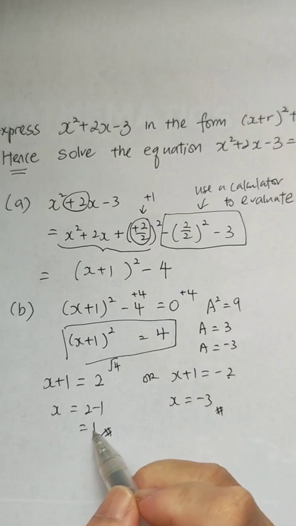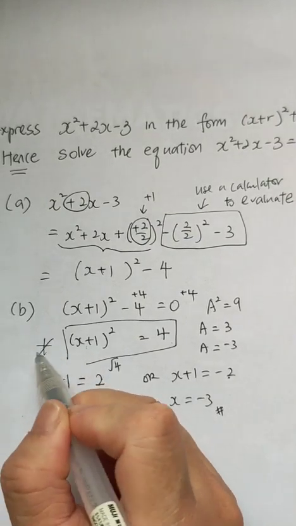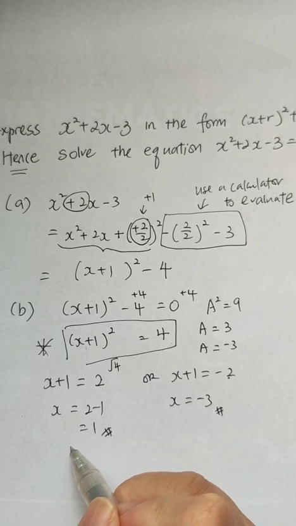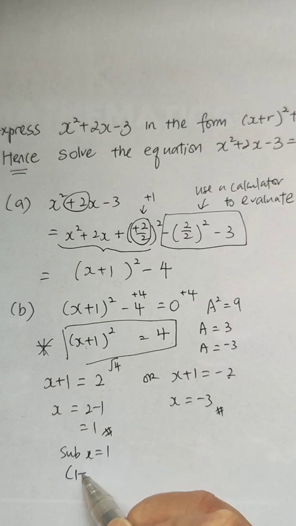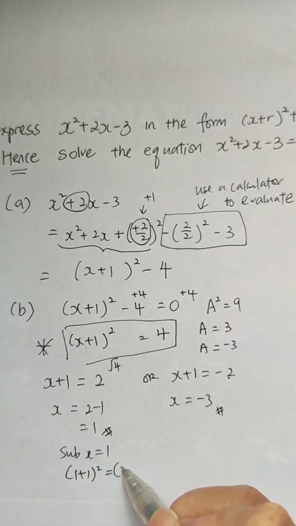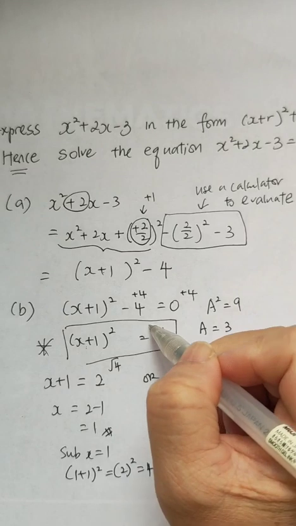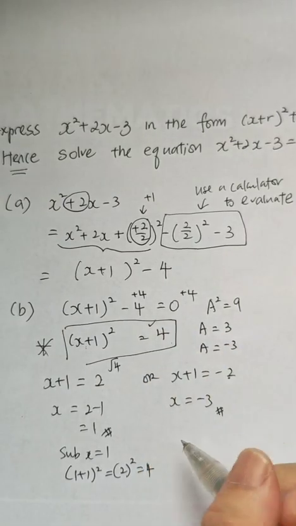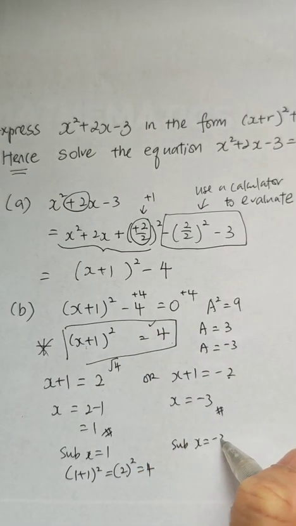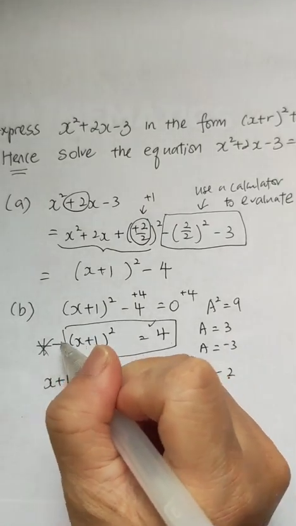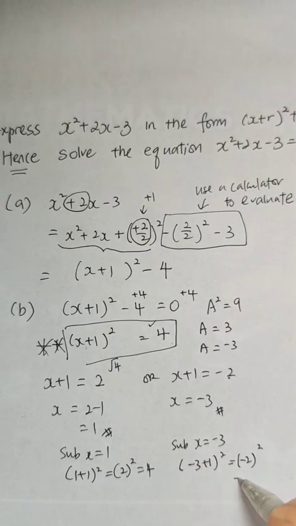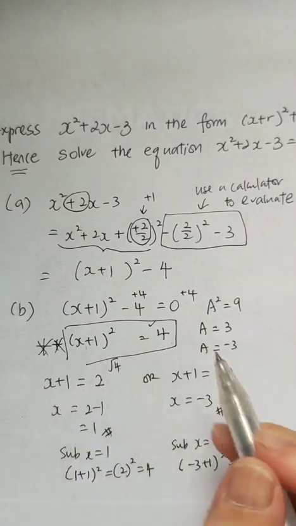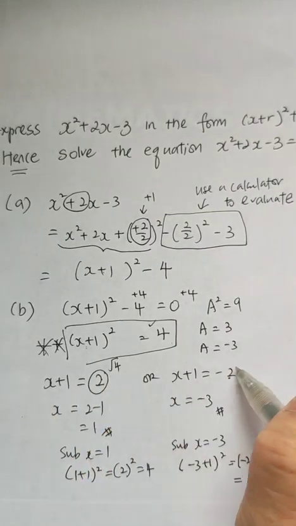So you can just do a check by substituting the values of x into this equation here. When you substitute x equals 1, you have 1 plus 1 squared, and 1 plus 1 is 2, so 2 to the power of 2 is 4. So it satisfies the right hand side. Likewise, when you substitute x equals negative 3 into the original equation, you have negative 3 plus 1 to the power 2, which is negative 2 to the power 2. Negative 2 times negative 2 also gives you 4. That's the reason why you have two values here, one positive 2 and one negative 2.